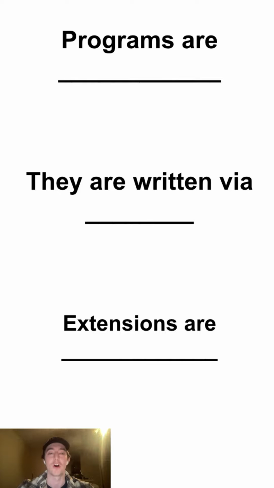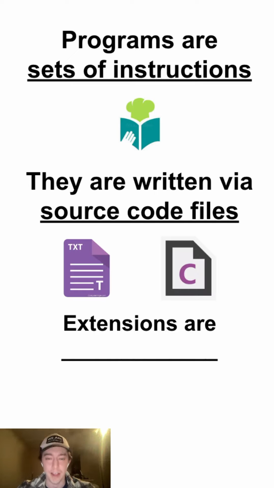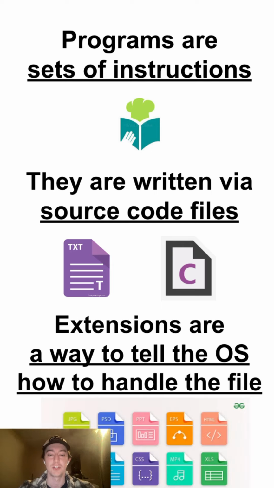So programs are essentially instructions for creating processes, and they are written via text files or source code files, which would include our hello world.c file or any Python file, etc. that we've already made. And extensions would include that .c. What these extensions are essentially going to do is tell our kernel how to actually read the program and turn it into a process based on what we've given it.